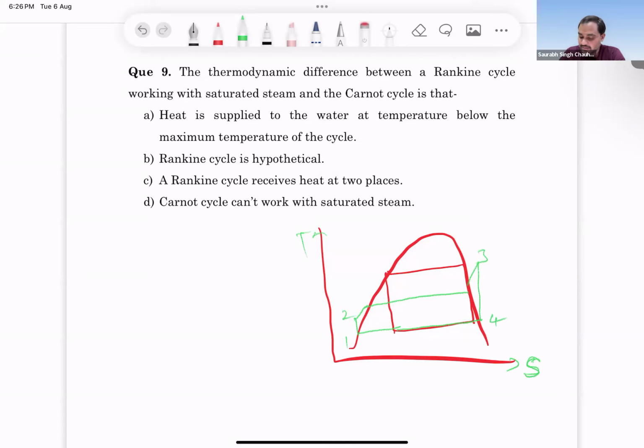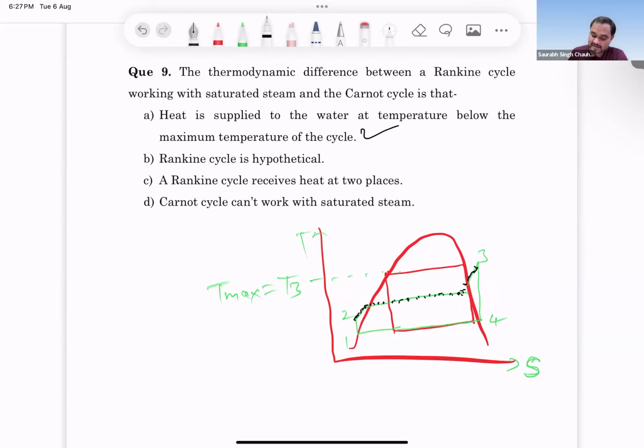So heat is supplied to the water at temperature below the maximum temperature. Yes. So this T3 or T max, this is the maximum temperature, and heat is added in the process 2 to 3. This process 2 to 3, this is your heat addition process. And during the whole heat addition process, temperature is less than T max. Okay. So option A is correct.